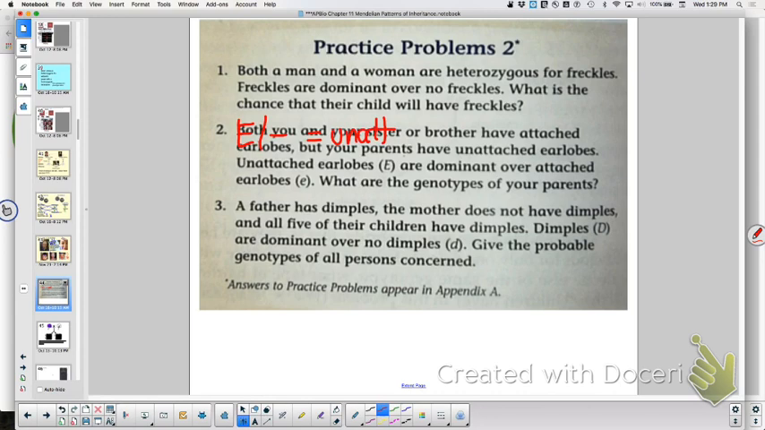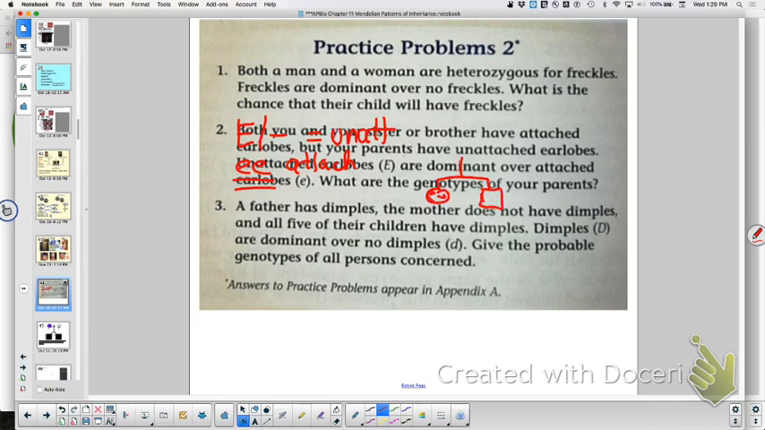Okay, it says dominant over attached earlobes. So little e is attached. What are the genotypes of your parents? Okay, both you and your brothers have attached. So attached earlobes is always going to be what? So here is your brother and your sister.